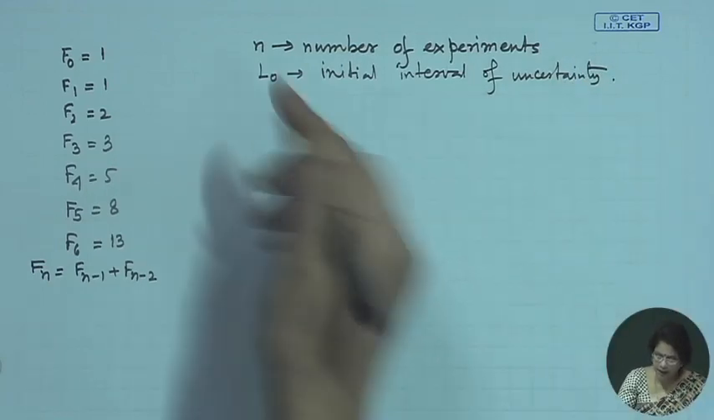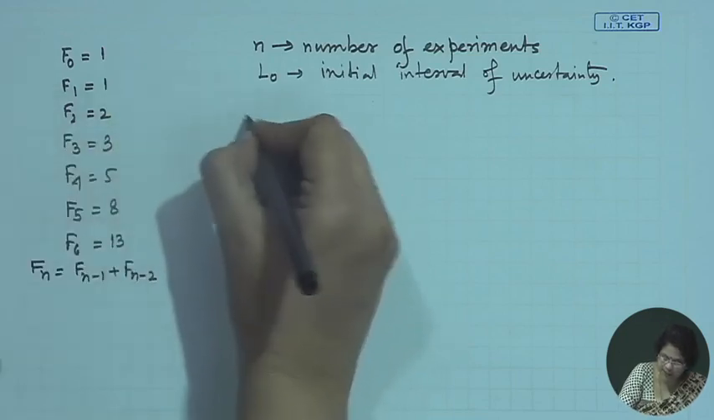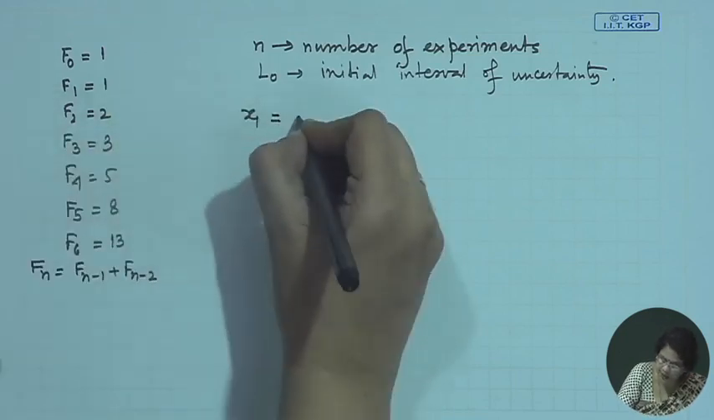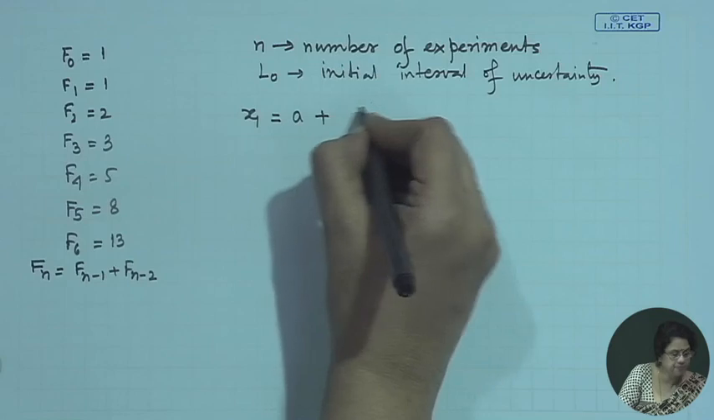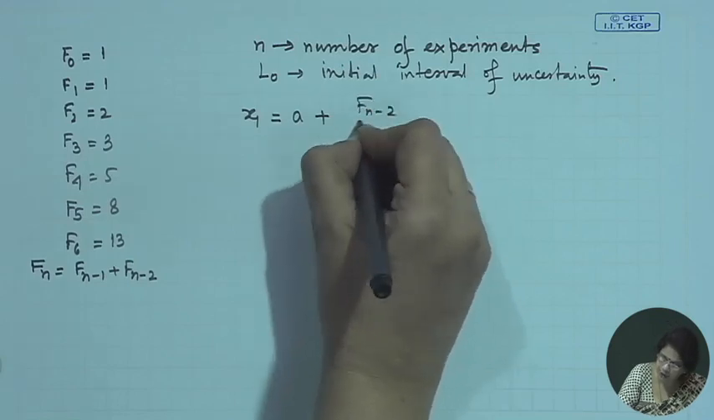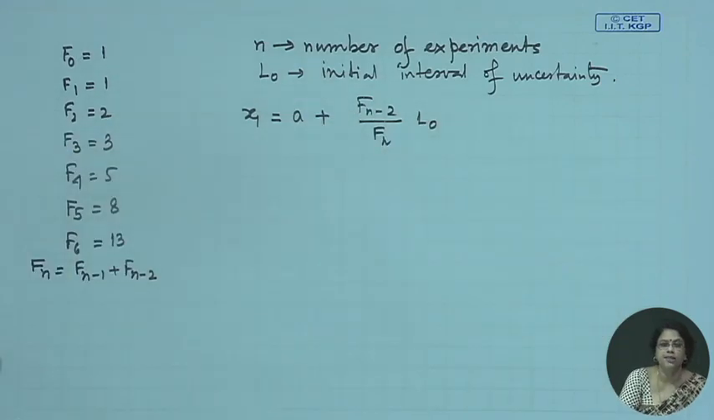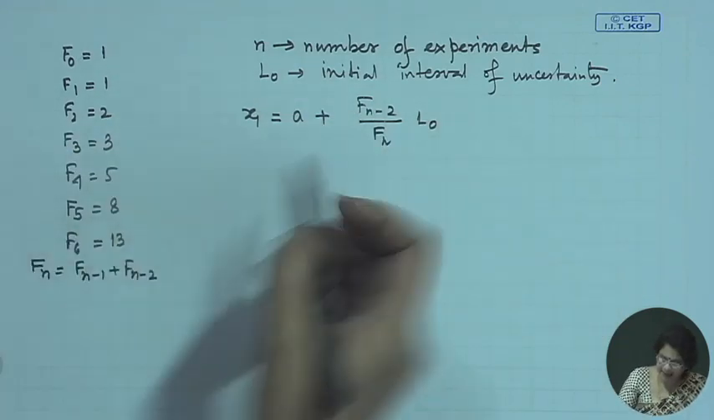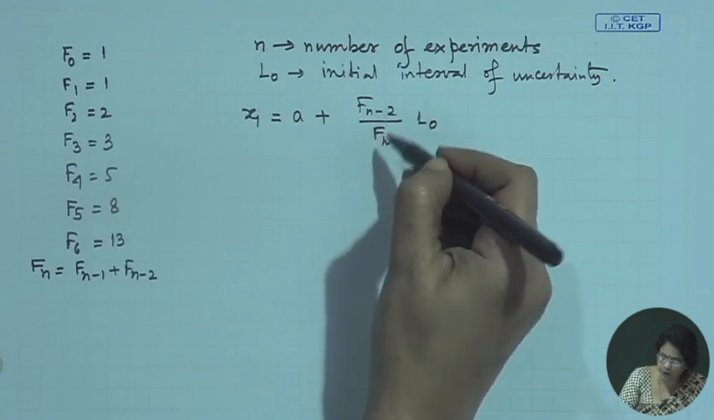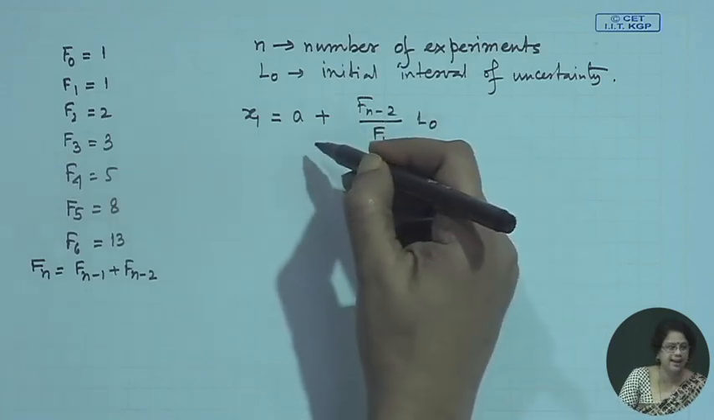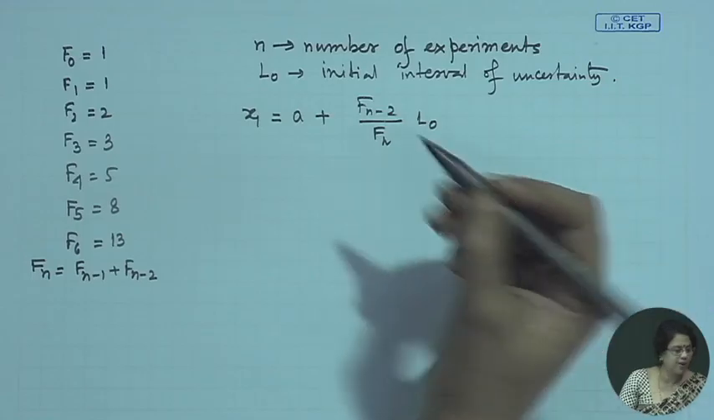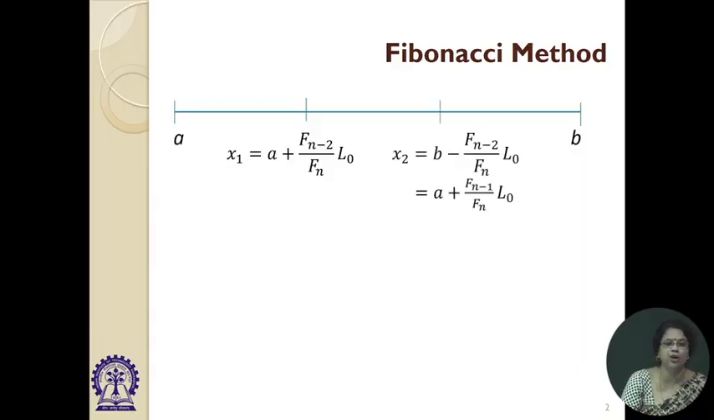Okay. Now, the first point x1 would be equal to a plus Fn minus 2 divided by Fn into L0. If I have to do 6 experiments, then it would be equal to F4 by F6 into L naught plus a. This is my x1. Okay. I will go to x2, because at the initial level I will find out 2 approximations at a time. After that I will do 1 at a time.